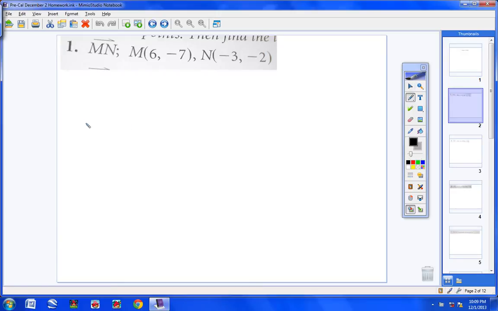Let's take a look at numbers 1 through 7. Find the component form of the vector, then find the length of the vector. And of course, length also means magnitude.